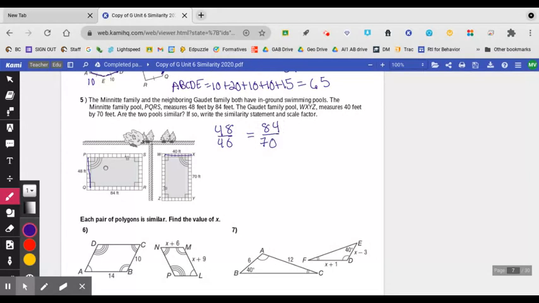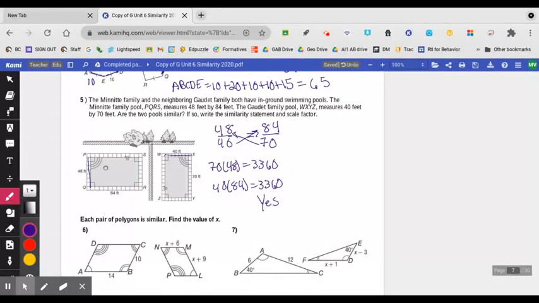So I can check that by simplifying both or by cross multiplying. If when I cross multiply they're equal, then they're equal. So 70 times 48 is 3360, and 40 times 84 is 3360. So yes, they are similar.